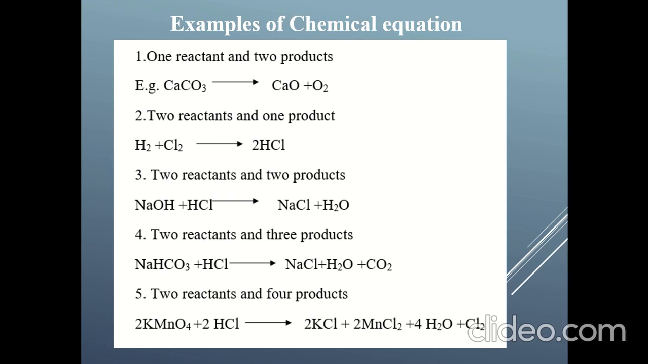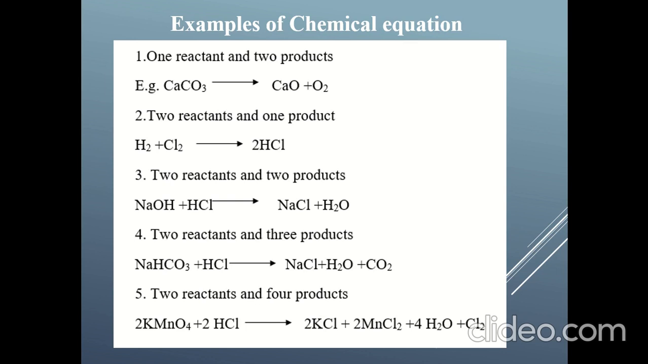Now calcium carbonate is a reactant, so it is written on the left hand side, while calcium oxide and oxygen are products. Both of them are written on the right hand side. So this is an example where one reactant reacts to give two products. Now the second example, where two reactants react to give a single product. Hydrogen reacts with chlorine to form hydrogen chloride. So here hydrogen and chlorine, both the reactants, react to give a single product, that is hydrogen chloride.